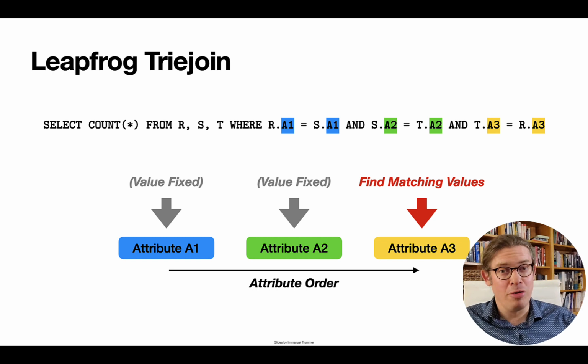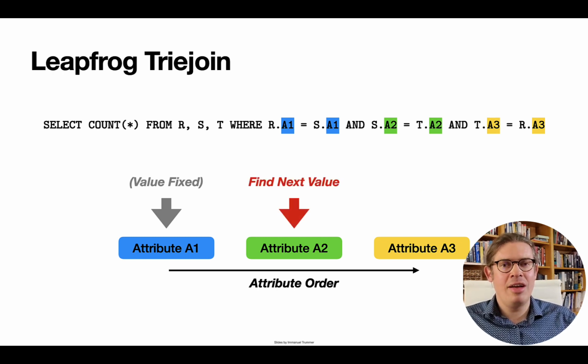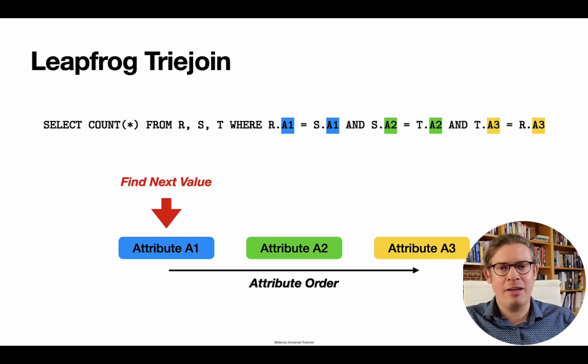After considering all those values, it backtracks and goes back to the second attribute, where it selects the next matching value consistent with the currently selected value in the first attribute. After that, again, it proceeds to the third attribute and iterates over matching values there before it backtracks again and ultimately backtracks back to the first attribute.